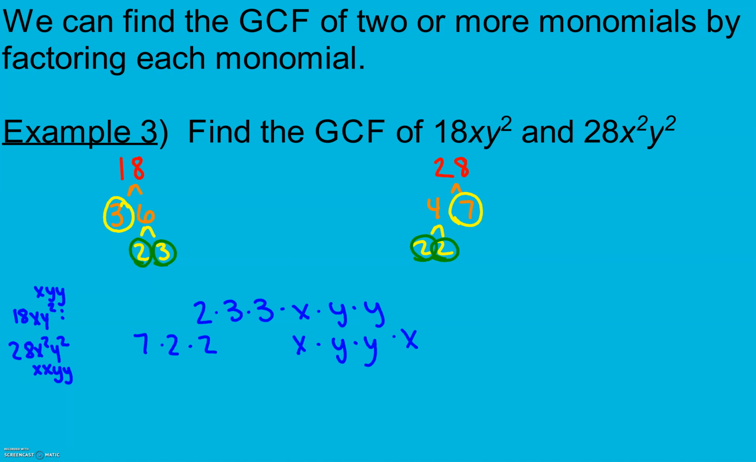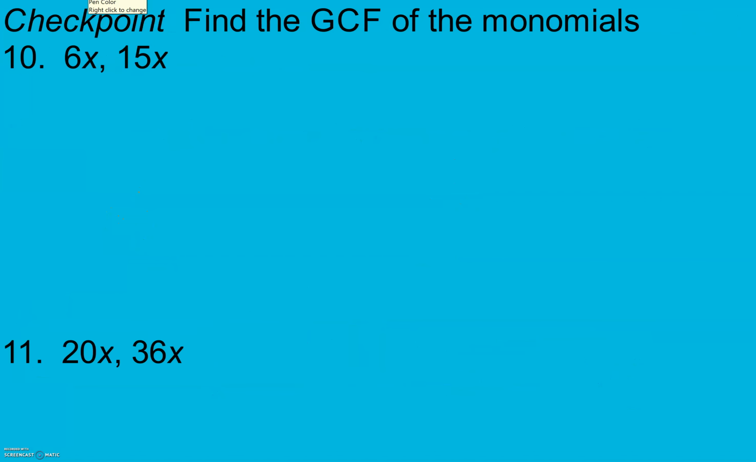Now, what I have common to all of them is a 2 times an x times a y times a y. So 2x, y times y is y squared, is my greatest common factor. Now, find the greatest common factor of the monomials.